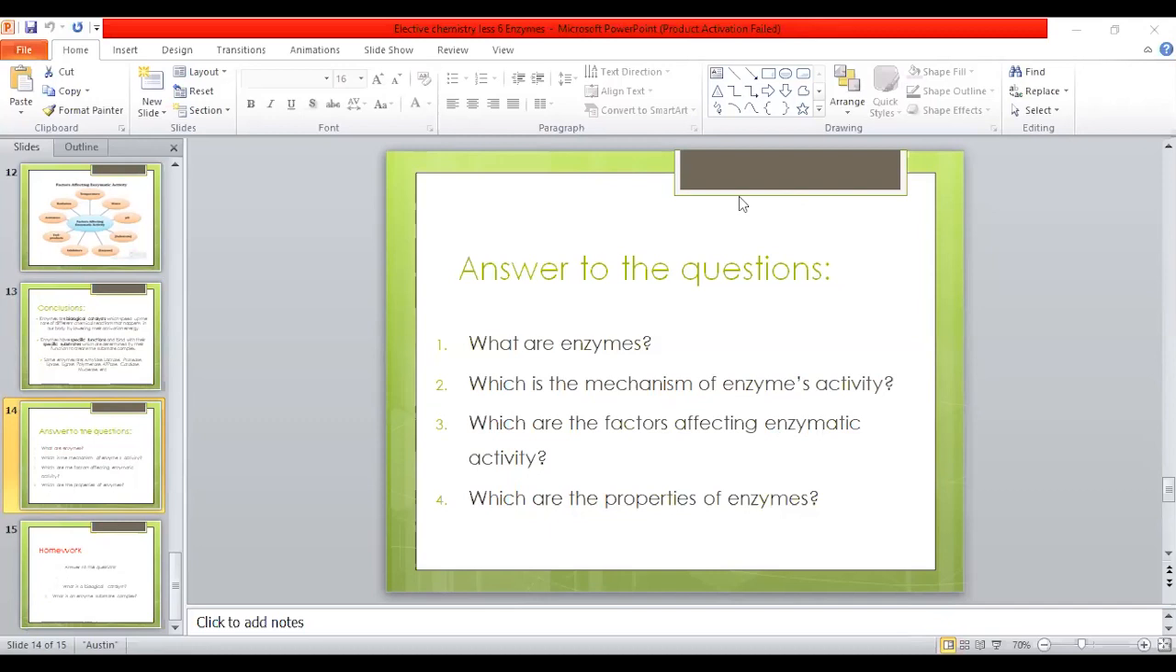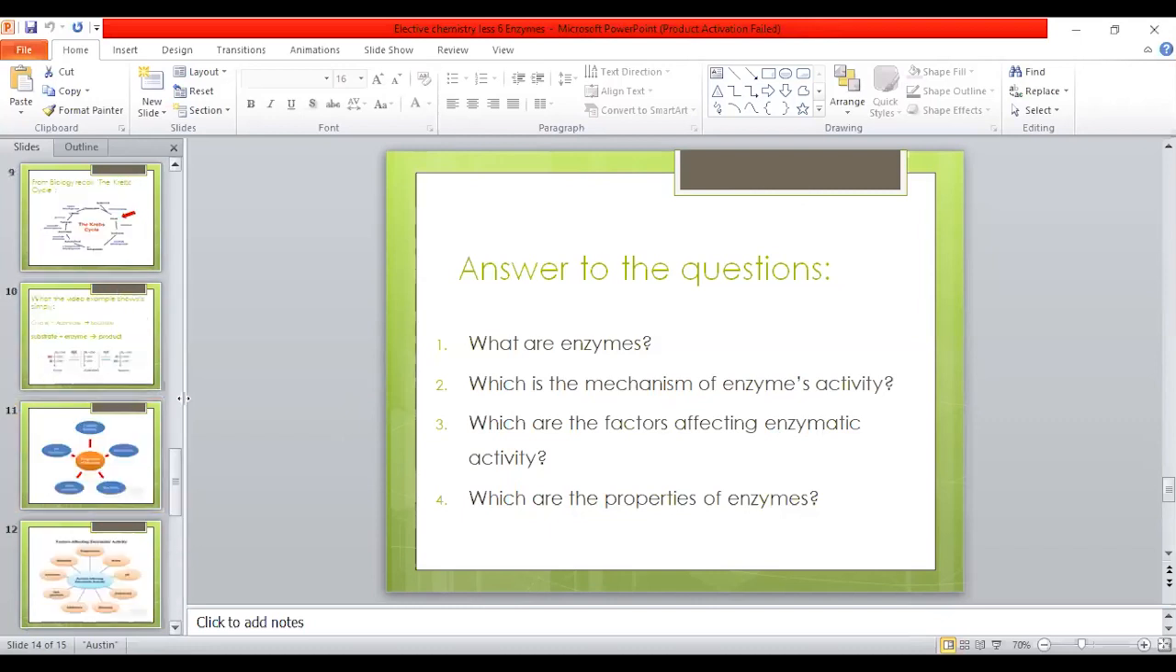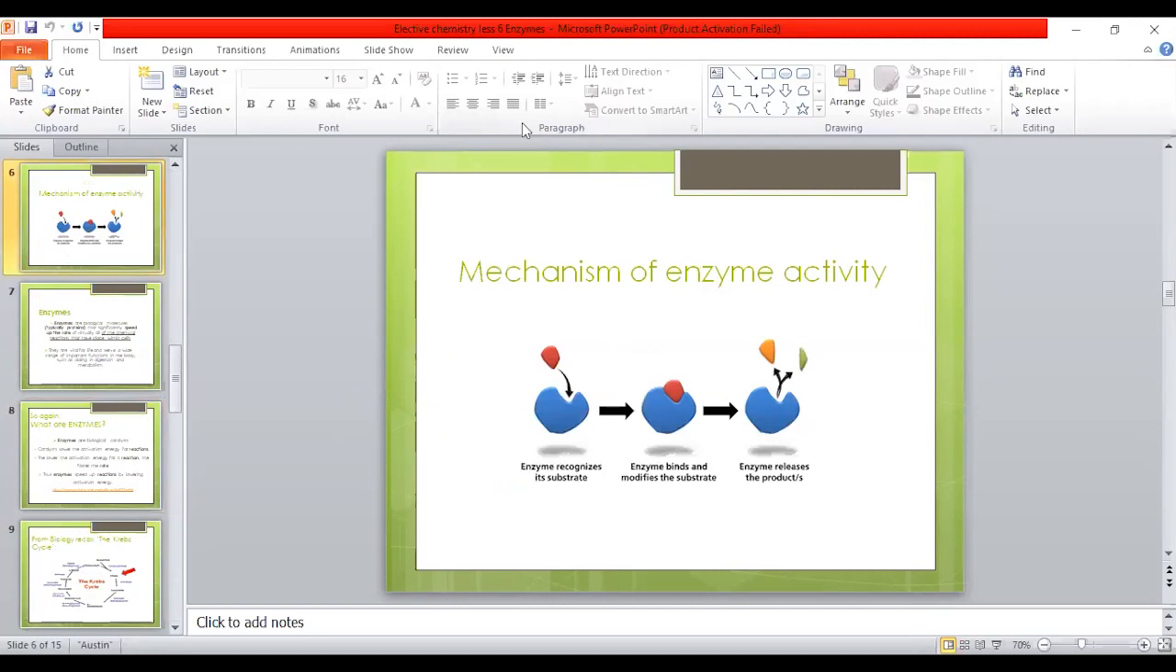Which is the mechanism of enzyme activity? What should you remember? Okay, yes, Fiona, yes, please. As you can see from the picture, which is the mechanism of the enzyme activity? What does the enzyme do? Yes, Alvin? Come on. Looking at the picture on the screen, which is the enzyme's activity?